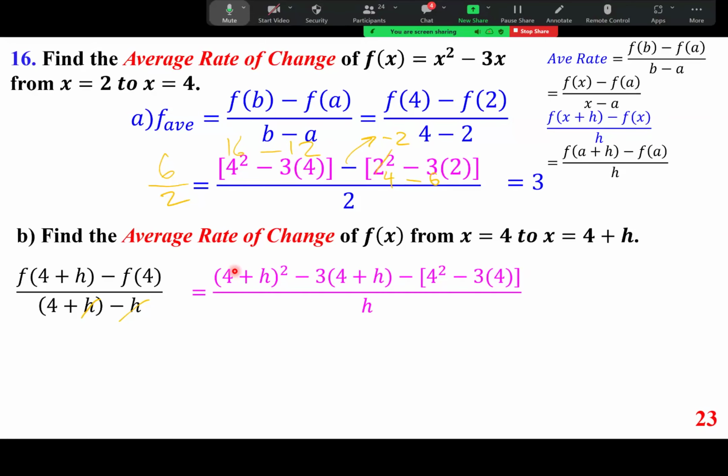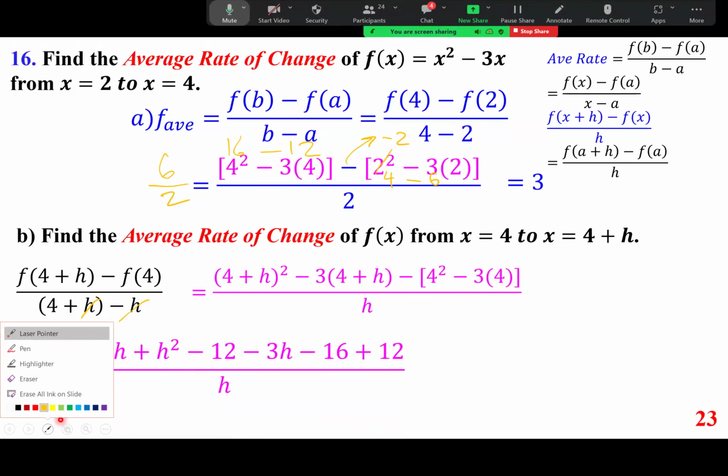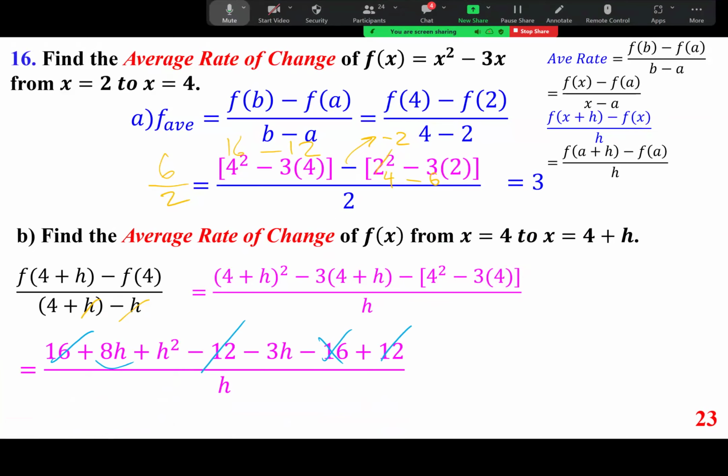So this is 16. This is 8h plus h squared minus 12 minus 3h. This is 16. You can say minus 16. This is minus 12. You can say plus 12. The reason it may be easier to do it this way, it's because 16 minus 16, negative 12, positive 12. So we have h squared, and then these two, 5h. Factor out the h from the numerator, drop the h, and the final answer is h plus 5.